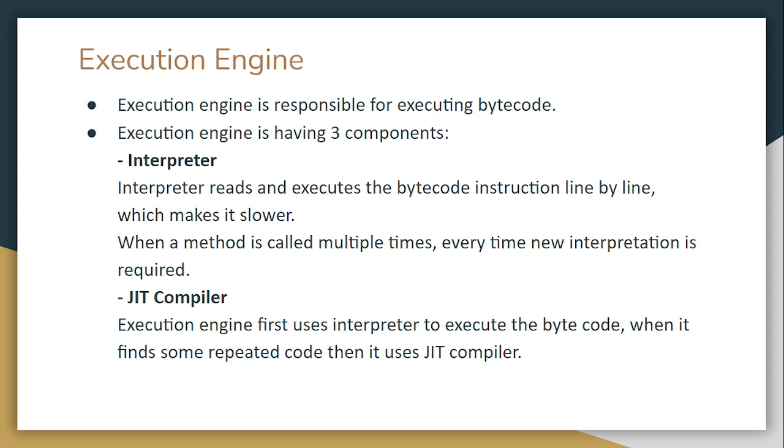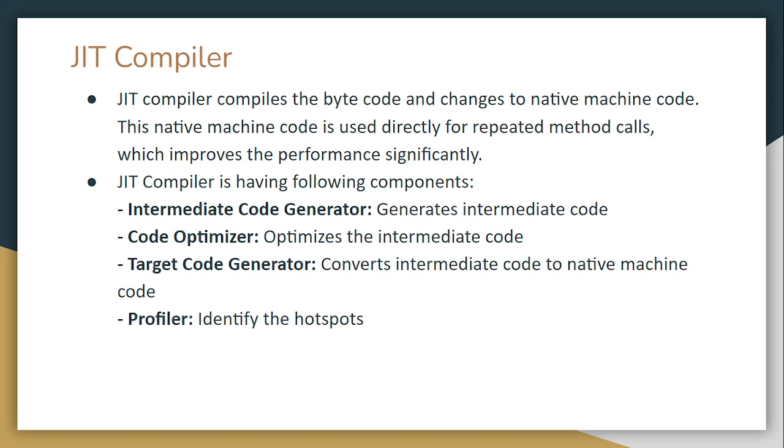To overcome this problem, JIT compiler or just-in-time compiler comes into the picture. Execution engine first uses interpreter to execute the bytecode. When it finds some repeated code, then it uses JIT compiler, and JIT compiler compiles the bytecode and changes it to native machine code. This native machine code is used directly for repeated calls, which improves the performance significantly.